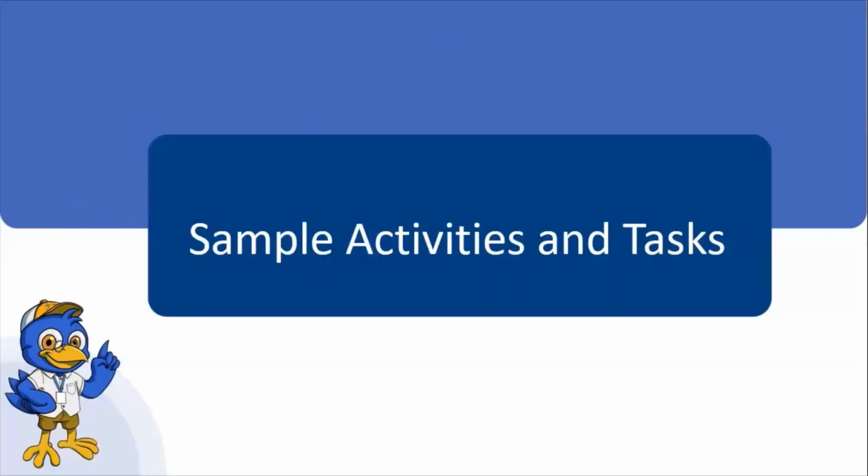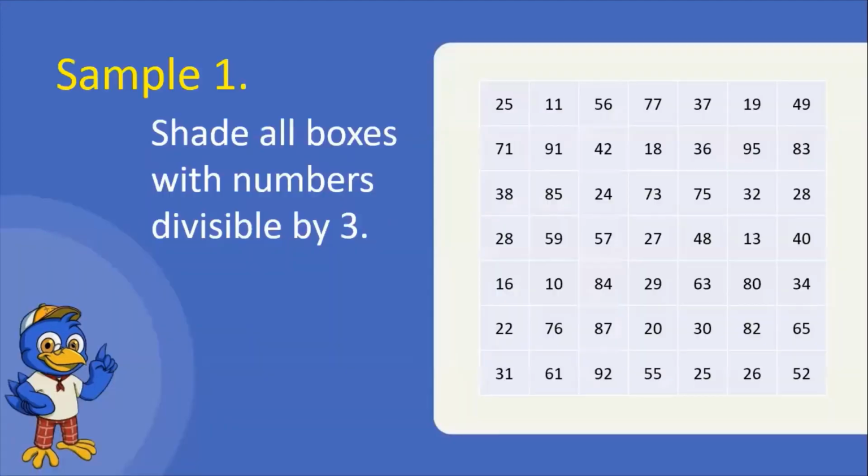Sample activities and tasks are as follows. For example, one: we shade all boxes with numbers divisible by 3. So we use the divisibility test for 3. That should be the sum of the digits must be divisible by 3. So some of these numbers are 18, 27, and 30.